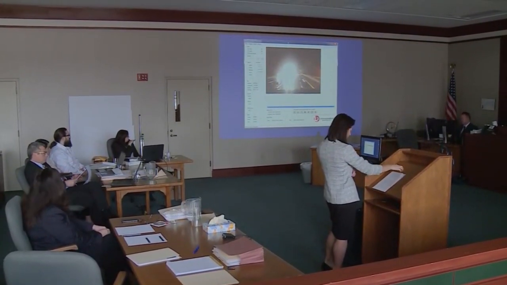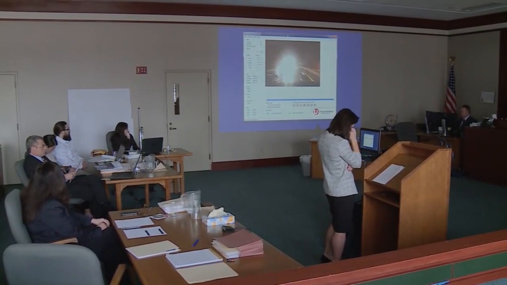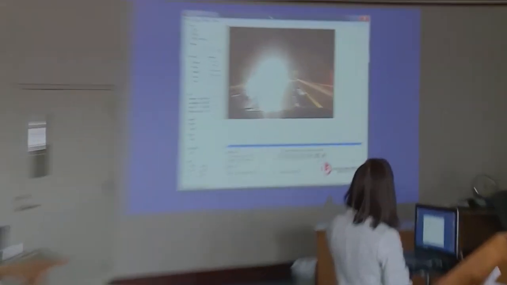On this screen, how fast was the cruiser going at this moment? 103 miles per hour. And can you tell whether the blue lights are on? They are not. And is the siren on? It is not. Are the brakes being applied? No, ma'am. Thank you. I don't have any other questions, Your Honor. Cross.